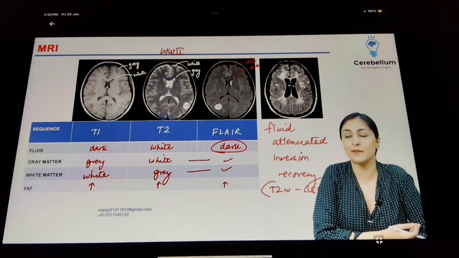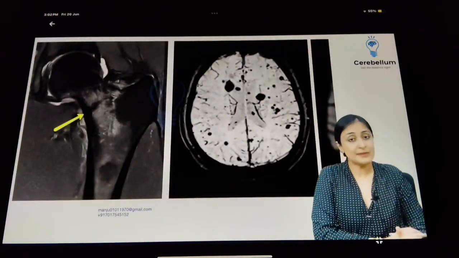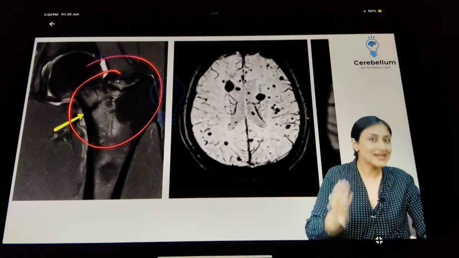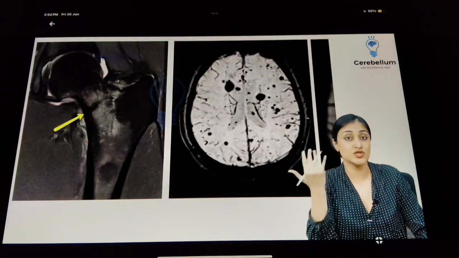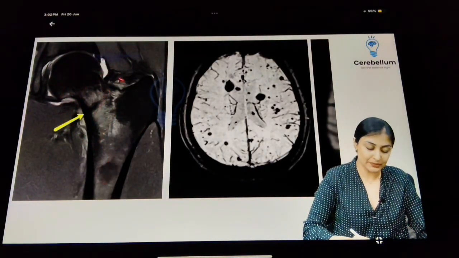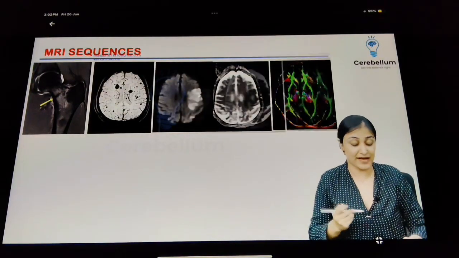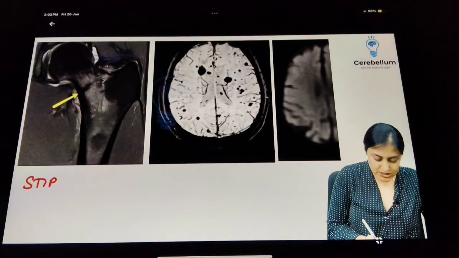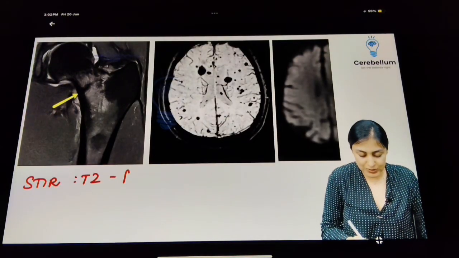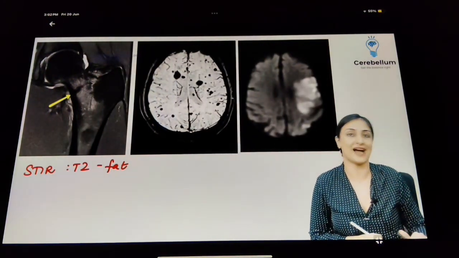So now you'll be like, ma'am, if fat is white and edema is white, how do you expect me to pick up bone marrow edema? Because bone marrow has fat, right? Bone marrow is yellow fat. So if fat is white, how will I pick up white edema? So you're like, okay ma'am, you killed CSF once, you kill fat. So this is what you need to remember. This sequence is the STIR sequence. STIR is T2 weighted minus fat. So now I'm suppressing the fat signal intensity.